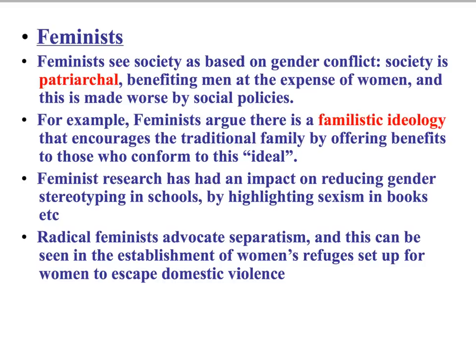Radical feminists advocate separatism, however, and this can be seen in the establishment of women's refuges set up for women to escape domestic violence. So even radical feminism has an impact. Remember, it was Germaine Greer who said, to be free from patriarchy, women need to live in separate households.